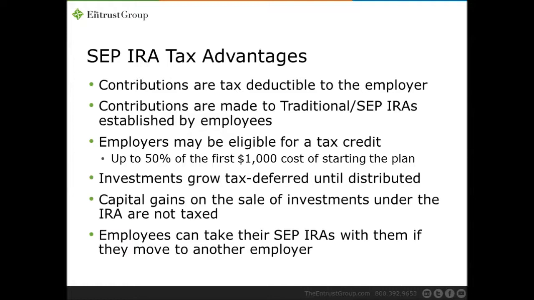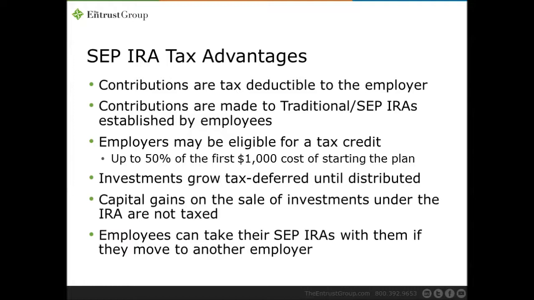Here's another benefit which I haven't found to be beneficial to a lot of employers. Under the current legislation, employers may be eligible for what we call a retirement plan startup credit. What that means is that if there's any cost to an employer for setting up a retirement plan, and they haven't had a retirement plan 3 years prior to the establishment of a new one, they can take up to 50% of the first $1,000 of cost to start up that plan and use it as a tax credit on the employer's taxes.